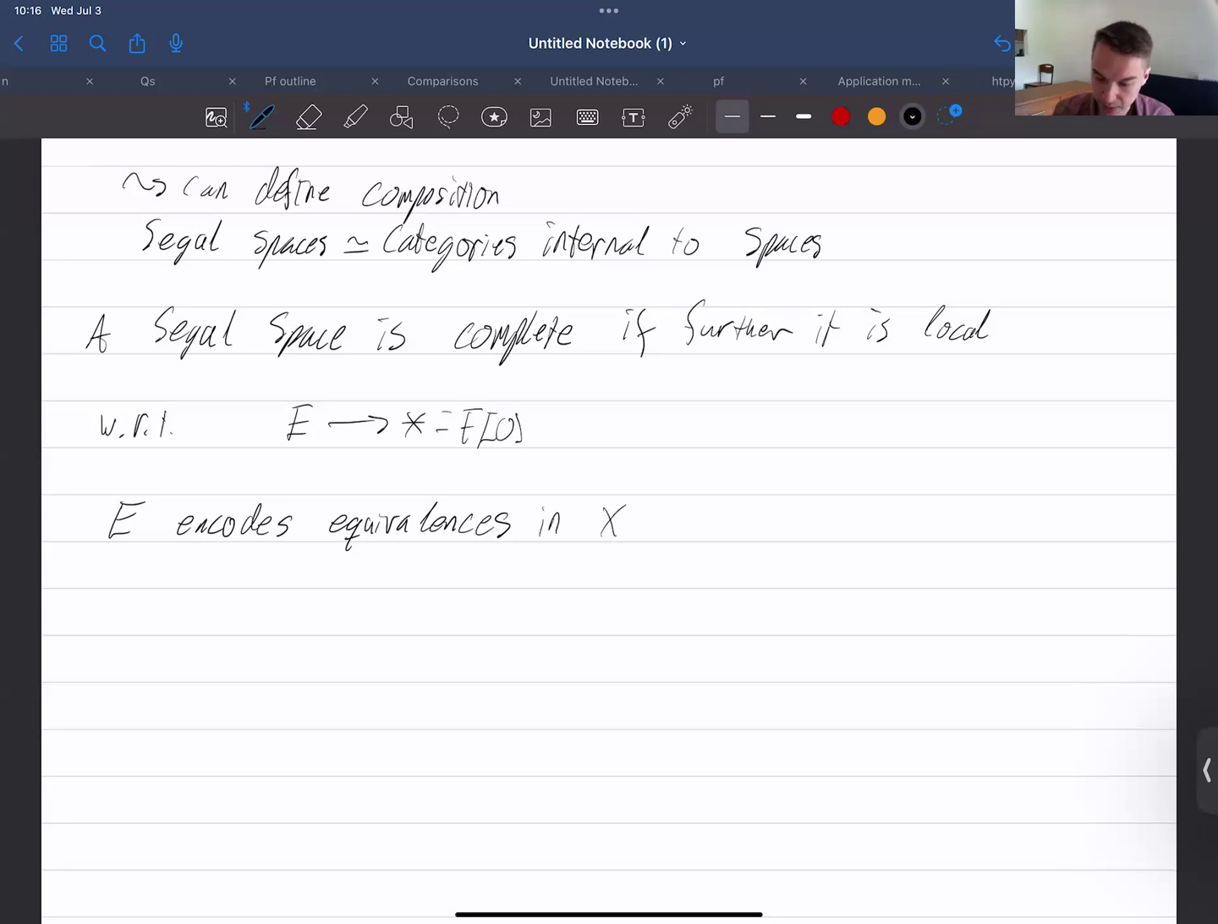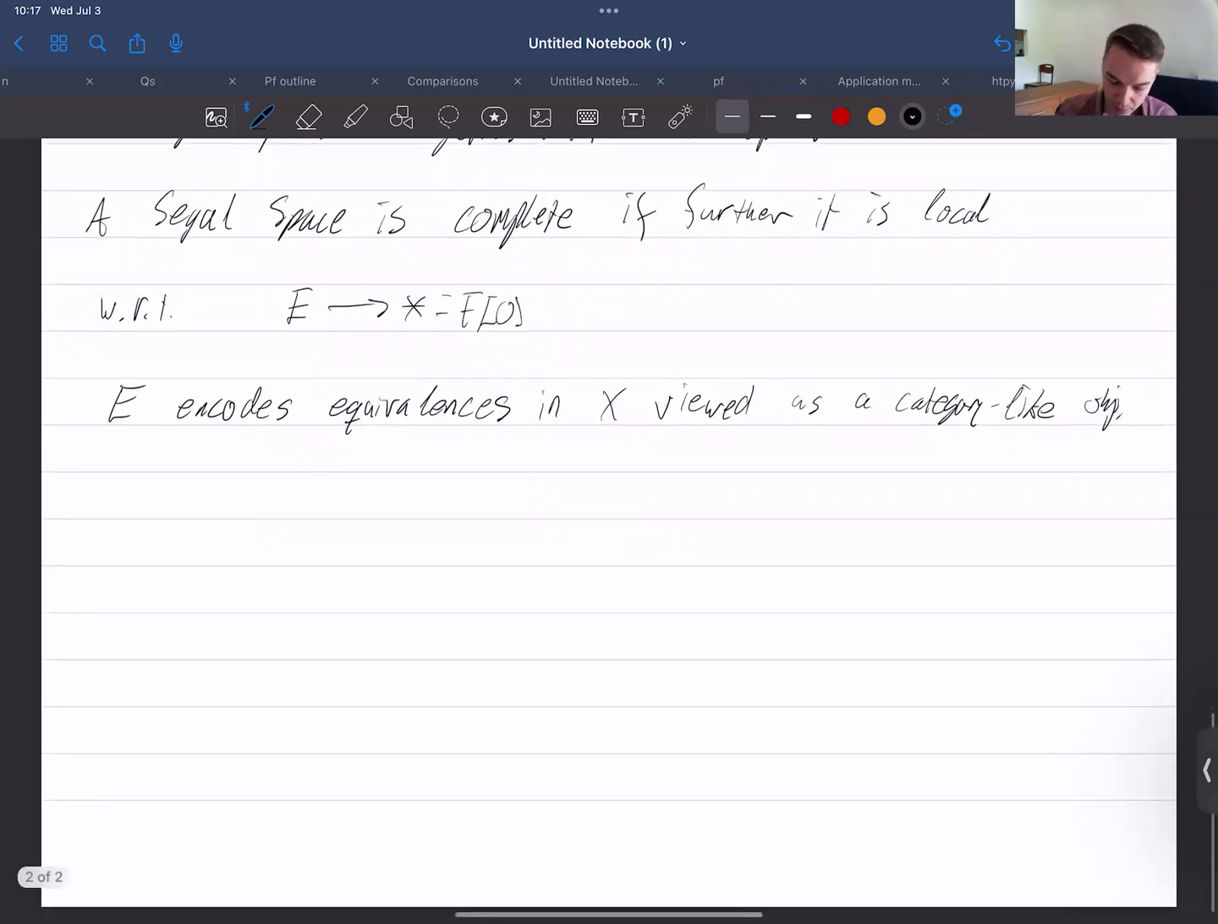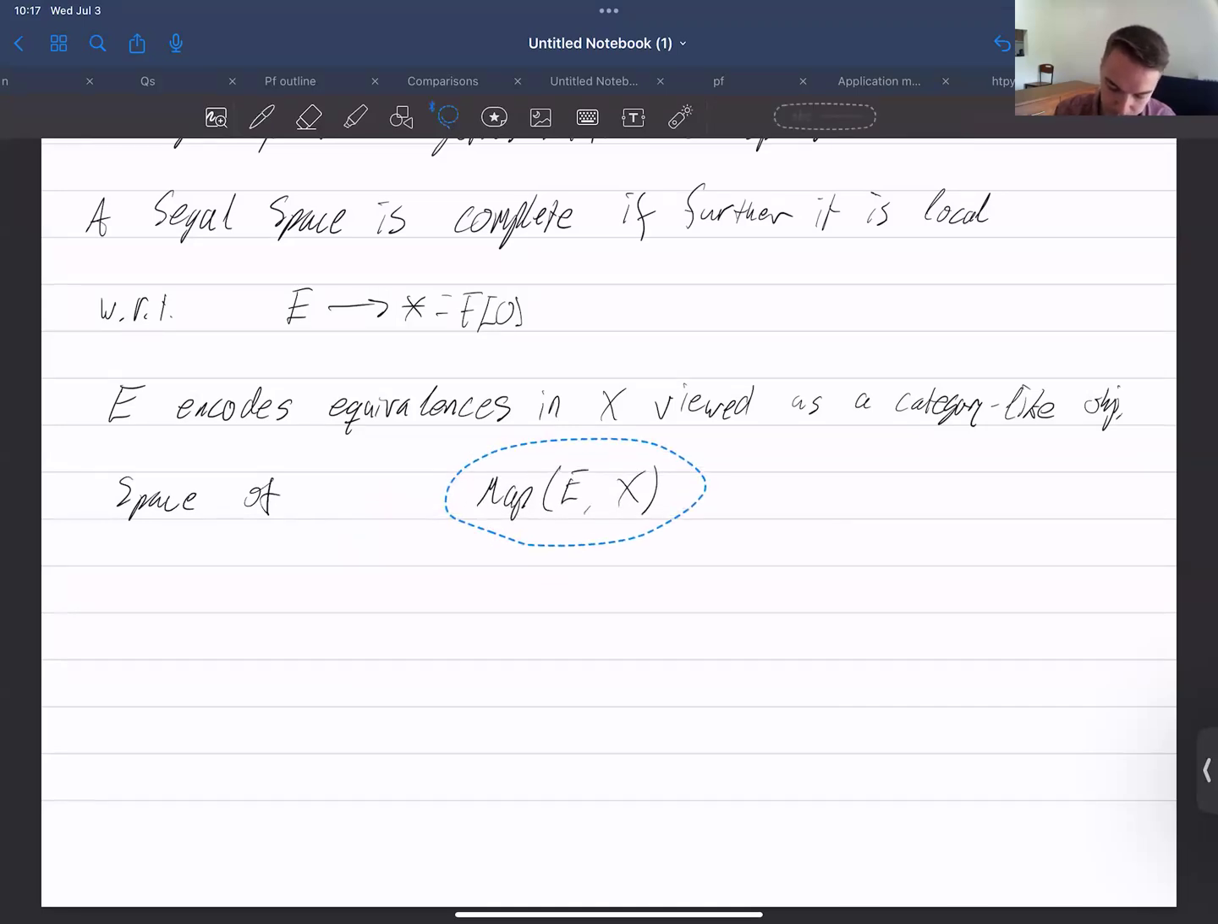So in this Segal space X, it will be viewed as a category-like object. And so if we look at the space of maps from this object E to our X, this would be somehow the space of equivalences in X.